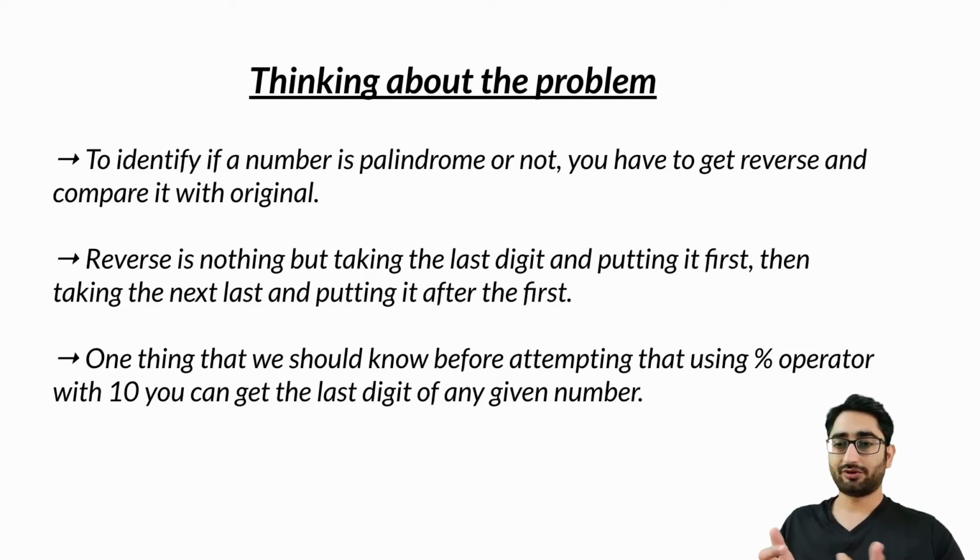One hint is that you can use the modulo operator along with 10 and get the last digit of any given number. And to get the reverse, you can take the last digit and put it first, the second last digit and put it next, the third last and put it next. And you have the reverse and the original number preserved.